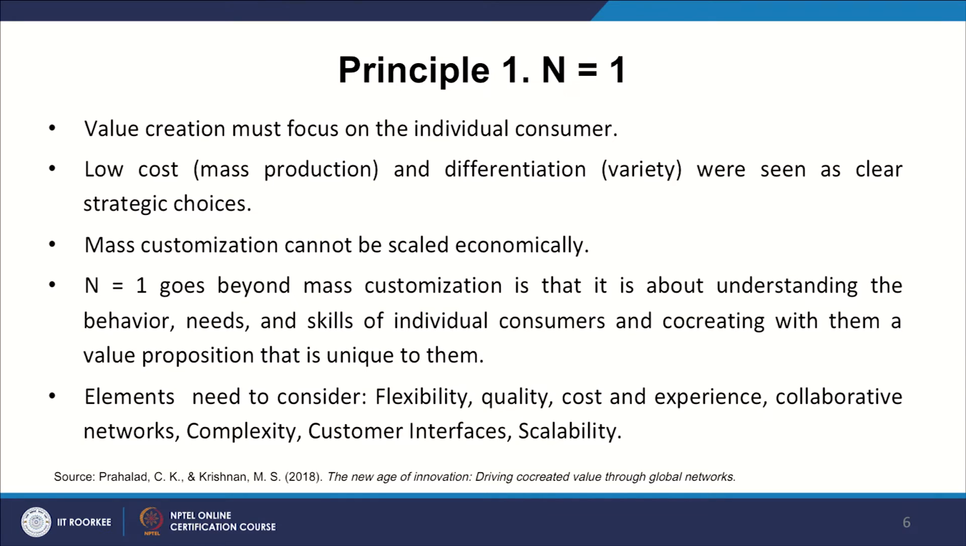Low cost, mass production and differentiation, variety were seen as clear strategic choices. Mass customization cannot be scaled economically. See, n is equal to 1 goes beyond mass customization, in that it is about understanding the behavior, needs and skills of individual consumers and co-creating with them a value proposition that is unique to them. Elements to consider are flexibility, quality, cost and experience, collaborative networks, complexity, customer interfaces, scalability.